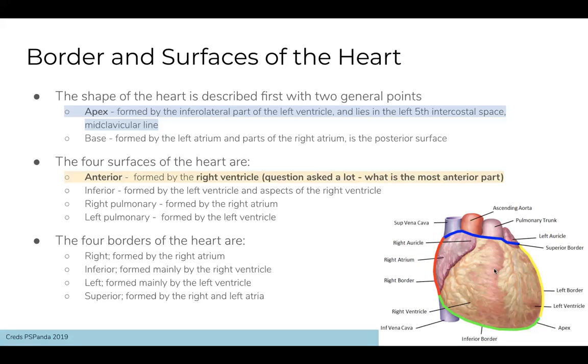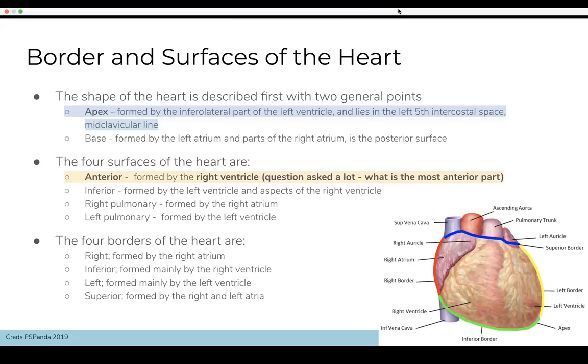But okay, so I think the anterior side of the heart is formed by the right ventricle. Because as you can see, the heart is kind of turned this way. It points towards the left side. So your right atrium is back there somewhere, and then your right ventricle actually faces forward. The wall of the right ventricle faces most anterior. And then inferior is formed by the left ventricle and aspects of the right ventricle, just a little bit. And then right pulmonary and left pulmonary is right and left atrium and ventricle.